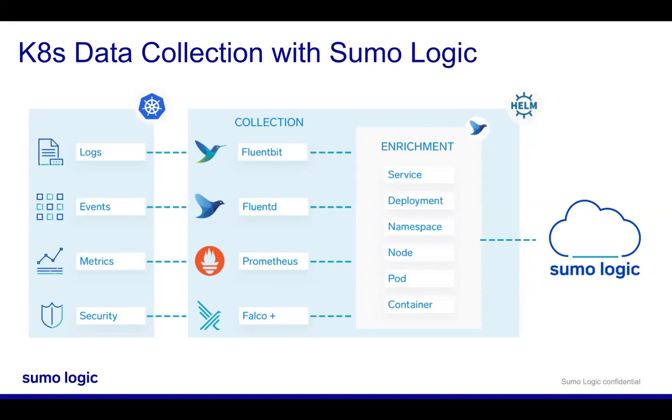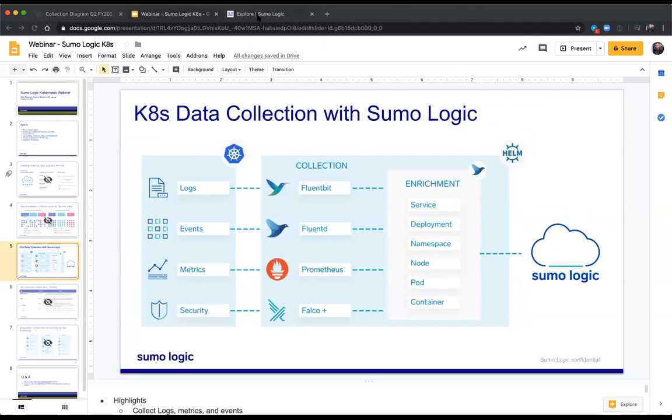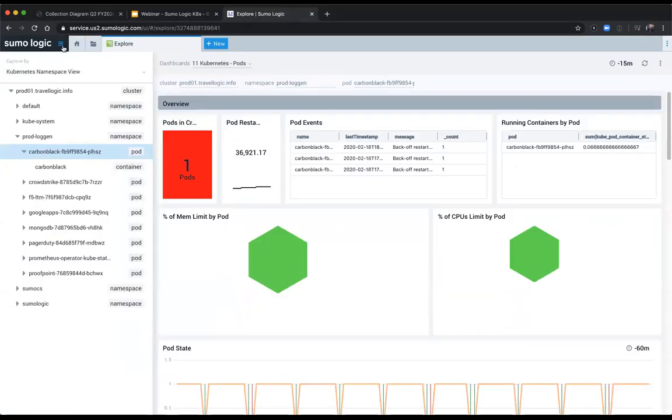So with that, we're going to go ahead and pivot a little bit. Now that we have this data flowing into Sumo, how do we get the insights into this right away? So I'm going to go ahead and get out of this and jump back over into Sumo in here.